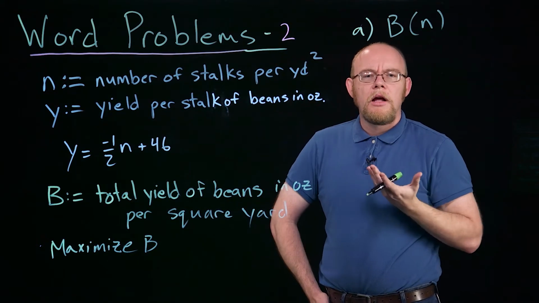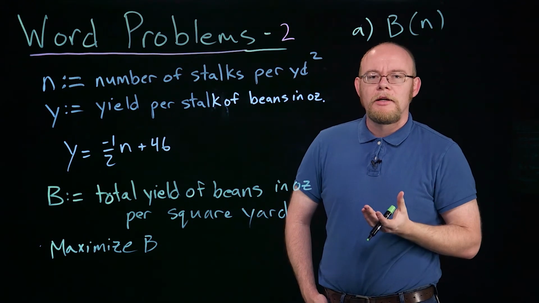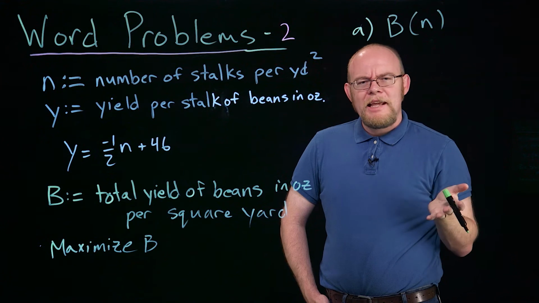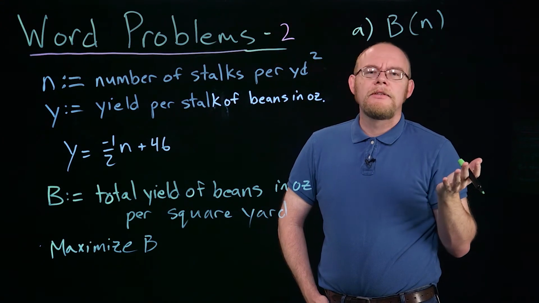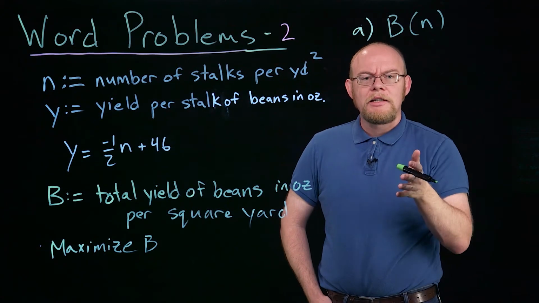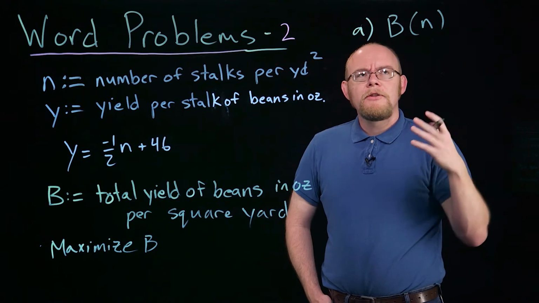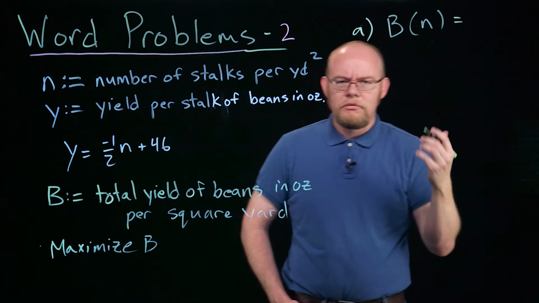Now, this is one of the stages where we have to reason mathematically and figure out what's going on. So let's think about this for a minute. If I plant 10 bean stalks and I get 20 ounces of beans per stalk, then I get 20 ounces per stalk times 10 stalks, that's 200 ounces. So if you're having trouble figuring out something like this, just try a couple of numbers. So let's write that down.